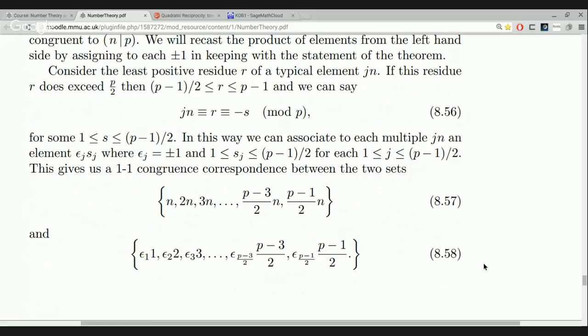We're reducing all the original multiples of n, and each one is carrying a sign in front of it, that epsilon number, which is either plus 1 or minus 1. And now we're going to do the same thing as before. We're going to multiply them all together.